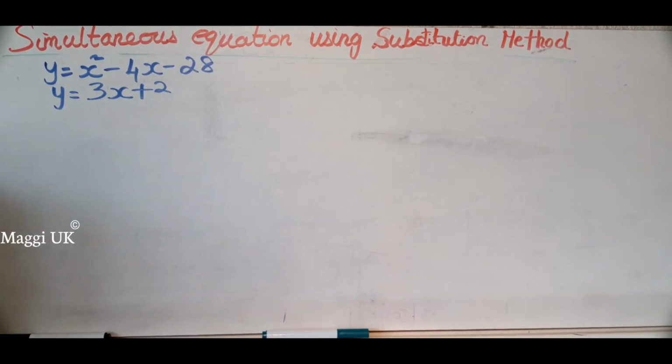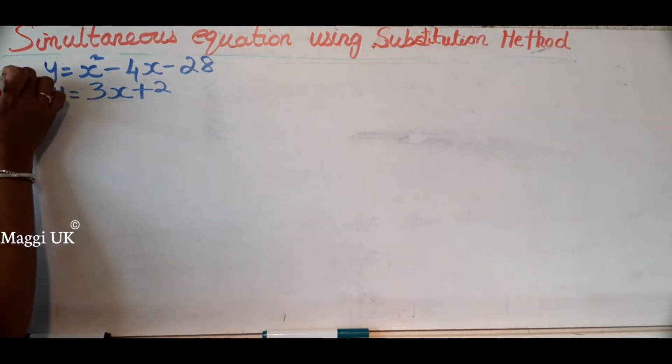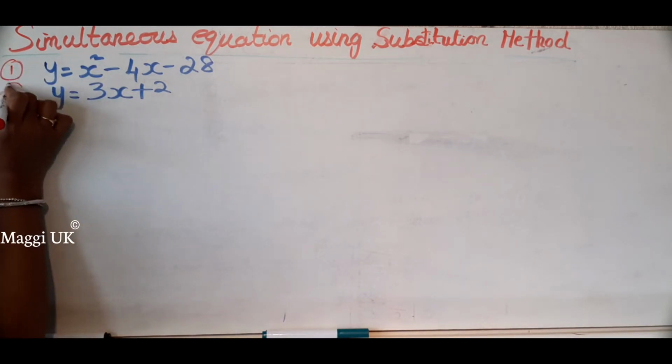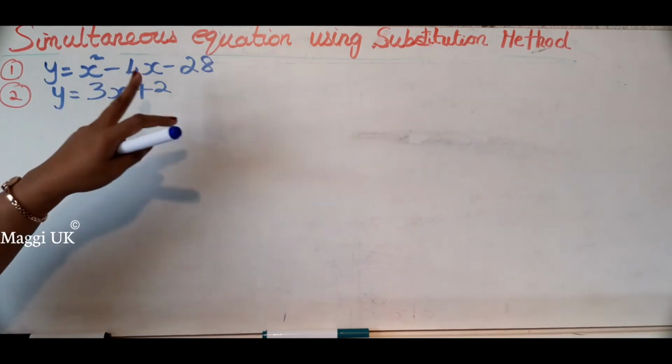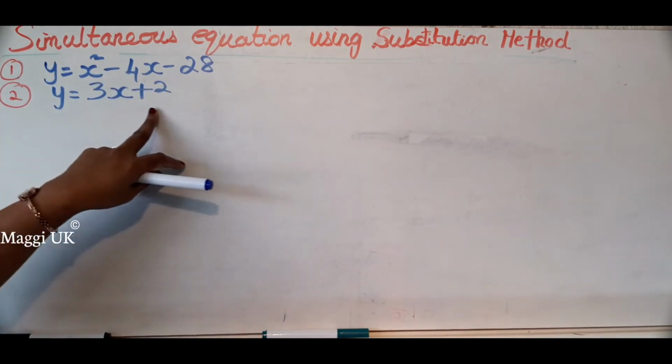One of my students, Nathan, is going to answer this. So this is going to be your first, and we can name it as first and second. Now we have the equations y equals x squared minus 4x minus 28, and y equals 3x plus 2.